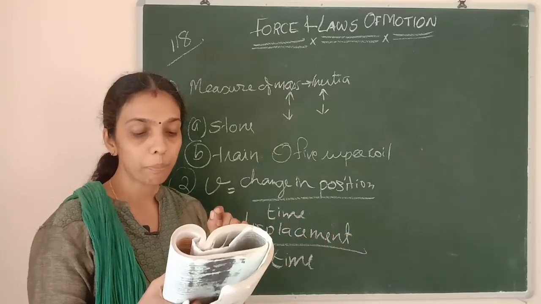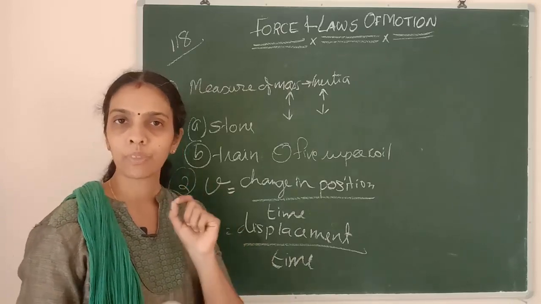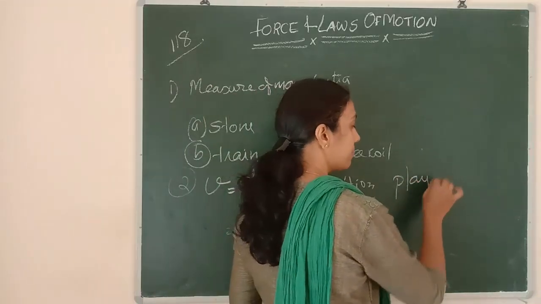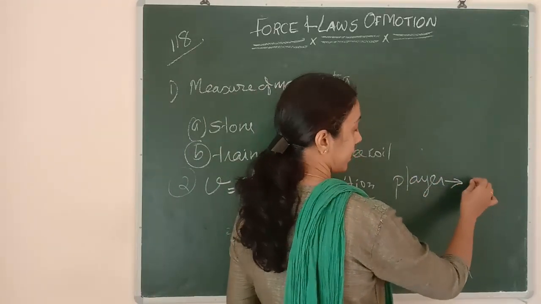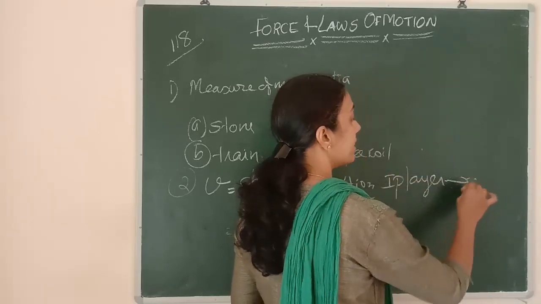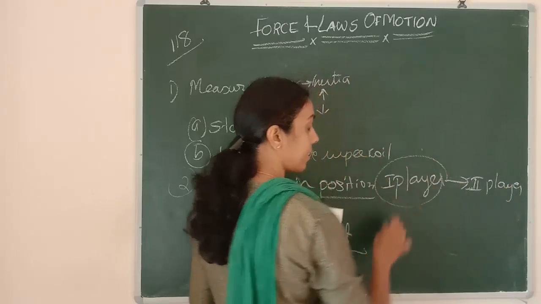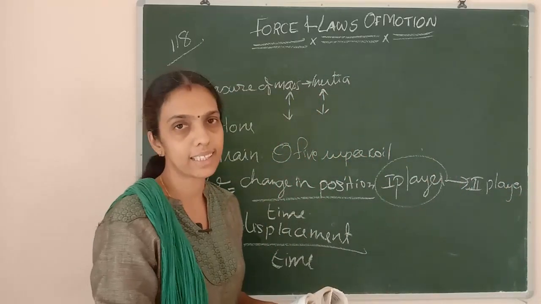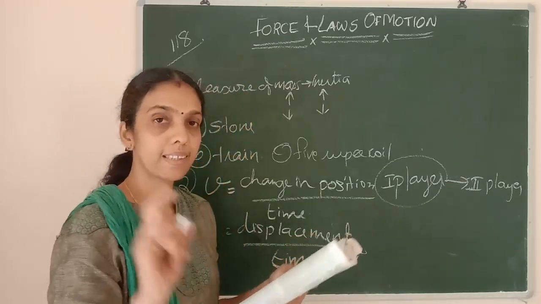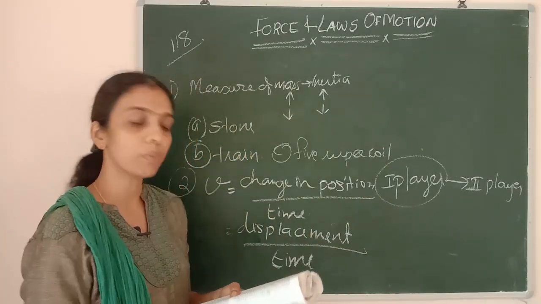A football player kicks a football to another player of his team. So the player is kicking, isn't it? The player is kicking the ball to another player, the second player. So I will write this as the first player and this as the second player. When he is kicking the ball, there he is changing the velocity. Okay, and then the next one. So the first case is the first player kicking the ball to the second player. That kicking moment is changing the velocity.